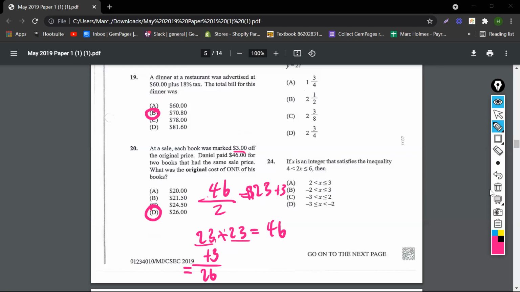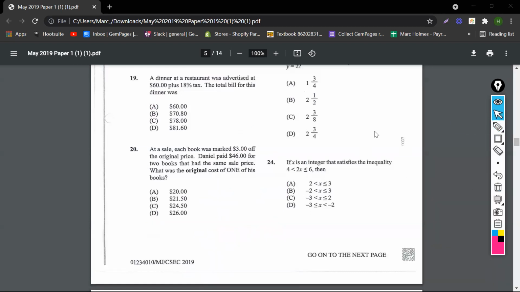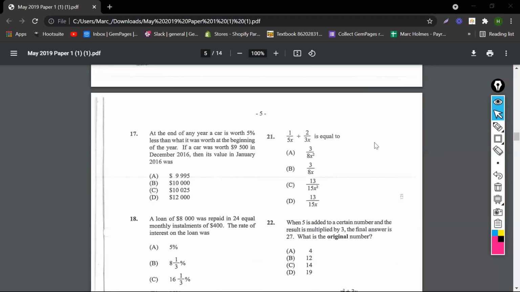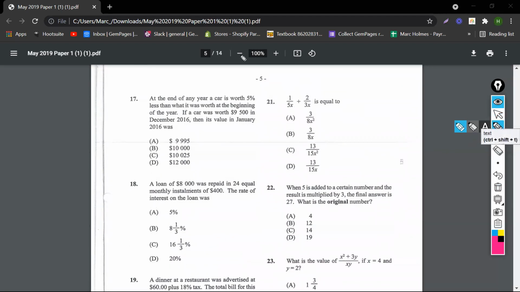All right, so let's move on to 21 now, guys. Let's move on to 21 really quickly. So guys, this one is really easy still. You just treat this just like how you treat any normal fraction. Let me just show you what I mean. So here, guys, you have 1/5x.